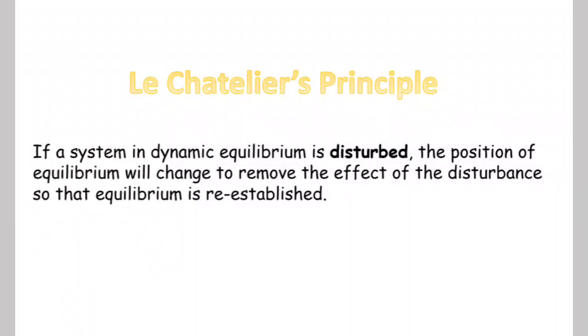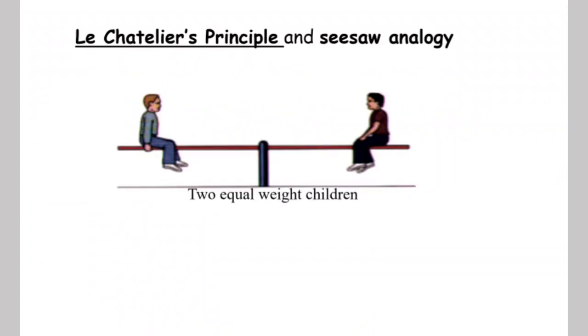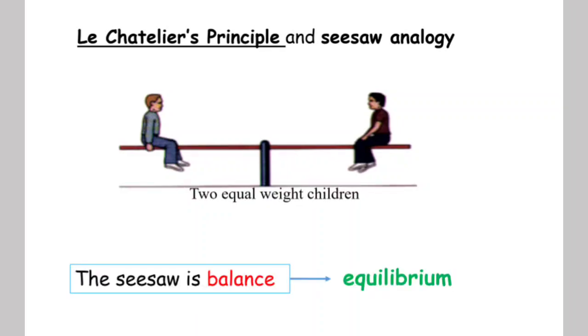My dear students, Le Chatelier's principle can be illustrated by this seesaw analogy, and you have to think of it like a seesaw that always wants to remain in balance. From this picture, when two children of equal weight play on a seesaw, how do you describe the seesaw if it is horizontal and does not move? We may say that the seesaw is balanced, or we call it equilibrium.